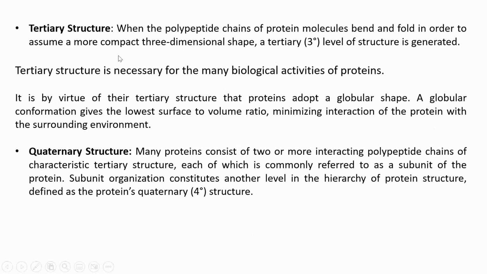The third level is the tertiary structure formation. When the polypeptide chains of protein molecules bend and fold in order to assume a more compact three-dimensional shape, it is called the tertiary structure. Tertiary structure is necessary for the biological activities of a protein. So a protein is biologically active when it is present in its tertiary structure form.